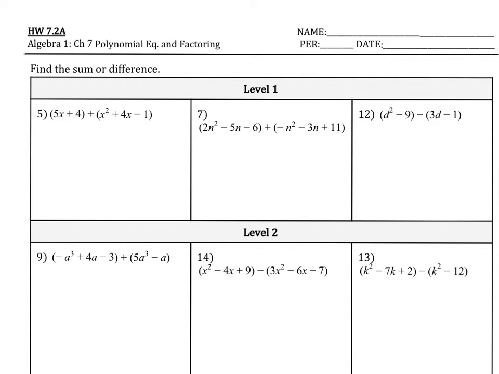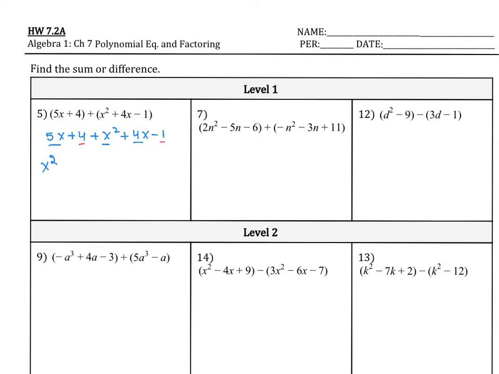You can use any method to solve this. I'm going to prefer to use the horizontal method. So I'm going to rewrite this and combine the like terms. So I would write the x squared as it is because there is nothing to combine with x squared. Then I'm going to combine 4x and 5x. And then I'm going to combine 4 and negative 1.